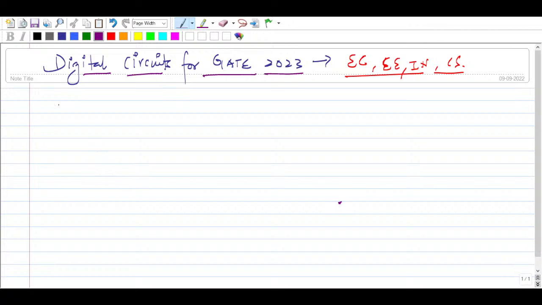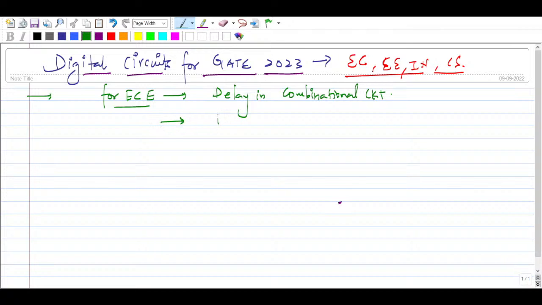combinational circuits, and delay in combinational circuits. That is very, very important. For ECE, the topic you always have to focus on is delay in combinational circuits. In digital circuits you will study two kinds of circuits: one is combinational, one is sequential. And you will also talk about delay in sequential circuits.